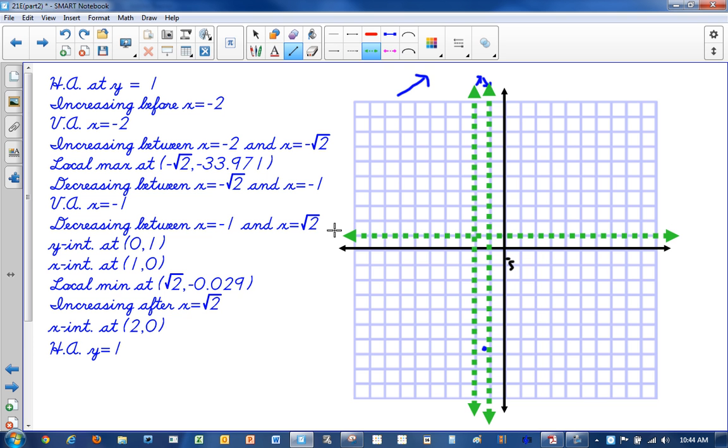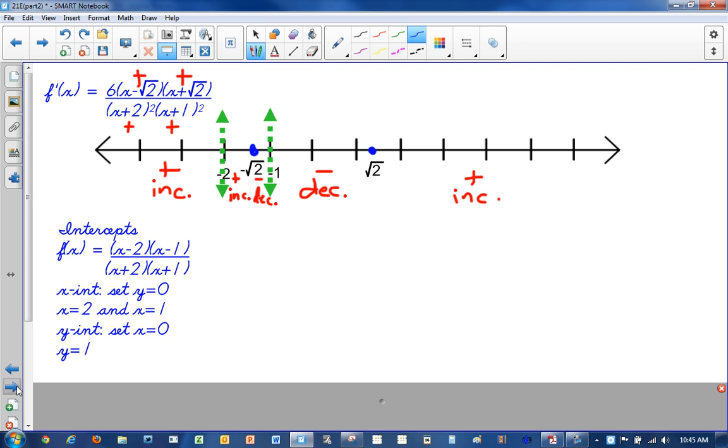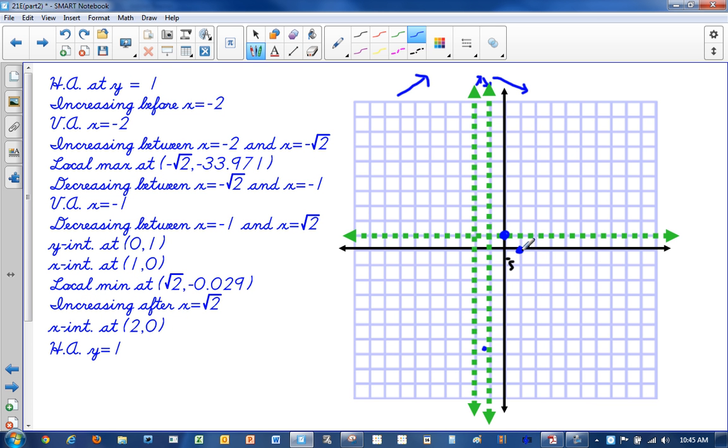All right, then I am decreasing everywhere between x equals negative 1 and x equals root 2. So let me draw a little arrow between those. Yeah, that's about right. And in there I've got a y-intercept of 0, 1. And I've got an x-intercept of x equals 1. Is that right? Yep. Got an x-intercept of 1.